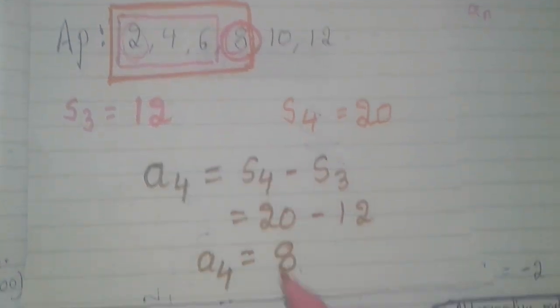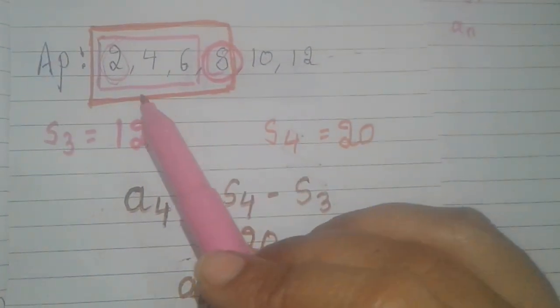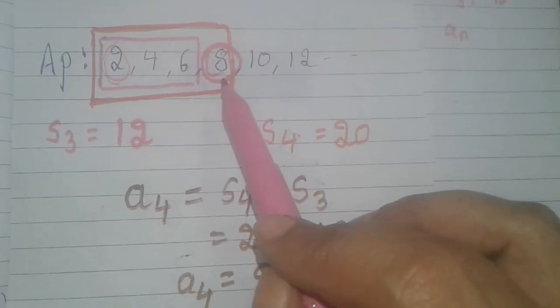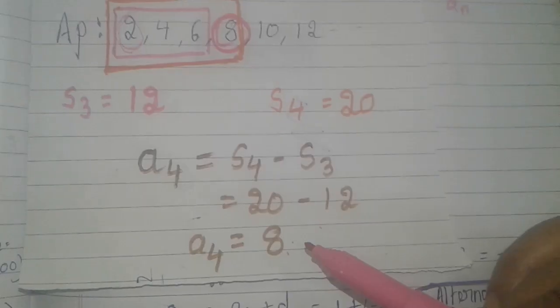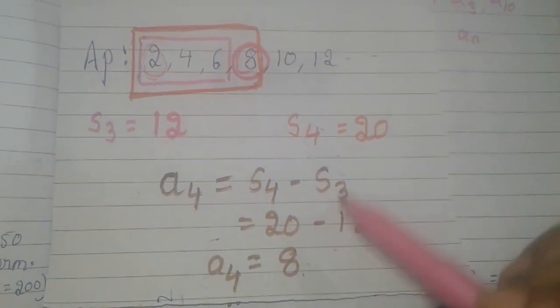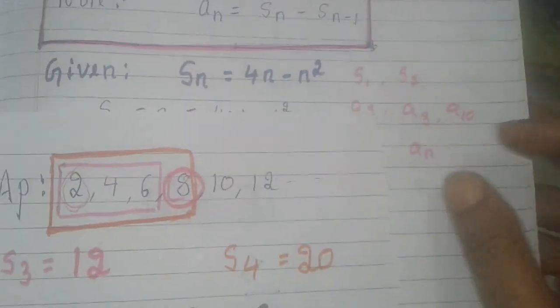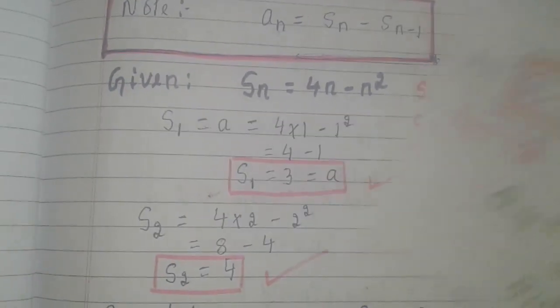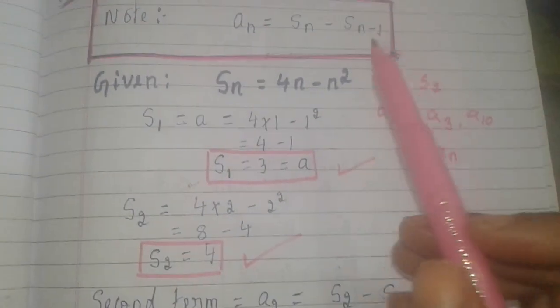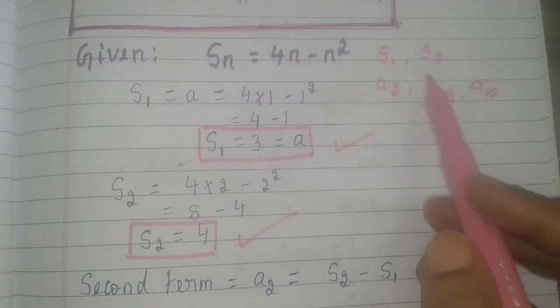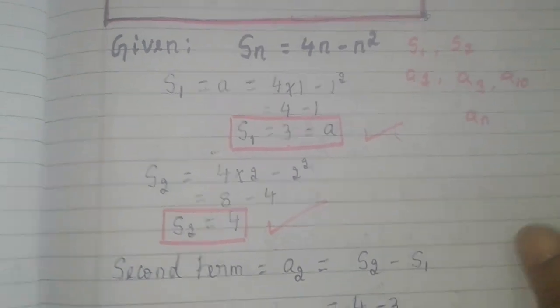Let us check whether the fourth term is 8 or not in your AP. First, second, third, fourth. What is the fourth term? 8. Exactly, we got 8. So this remark works to find any term of an AP. Now let us start using this formula to answer these questions.